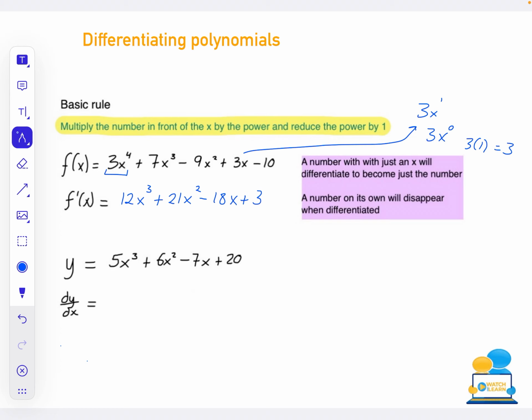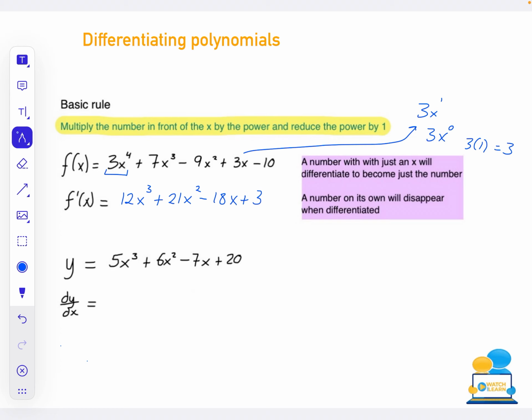Okay, but I think it's relatively easy to remember. A number with an x will just differentiate to become just the number. So if there's no power on the x, that's what will happen. And then a number on its own will just disappear when differentiated. That's a little bit of an oversimplification, but if you just learn that rule, you can't go wrong. So that minus 10 will just disappear when you differentiate. Okay, so that's our first one differentiated.